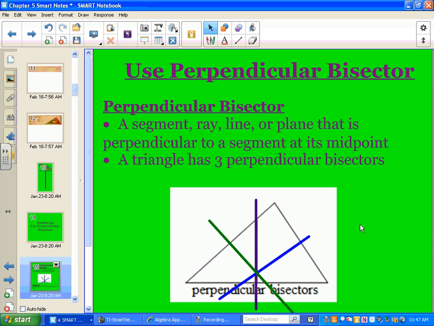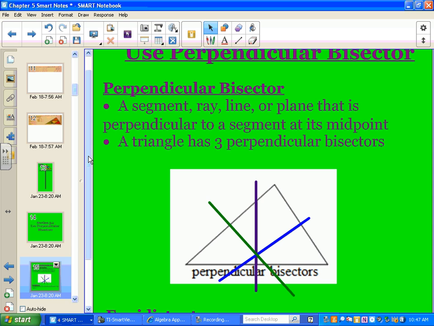So a perpendicular bisector is a segment, ray, line, or plane that is perpendicular to a segment at its midpoint. And the triangle will have 3 perpendicular bisectors because each side of the triangle has a perpendicular bisector. So if I label this triangle A, B, C, the purple line here is the perpendicular bisector to AC. The blue line is the perpendicular bisector to BC. And the green line is the perpendicular bisector to AB.